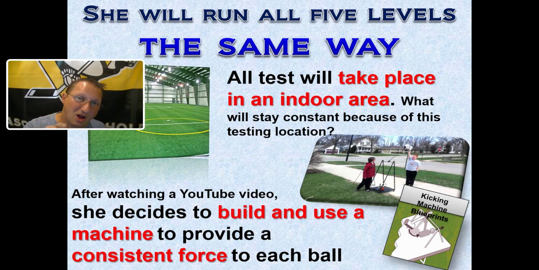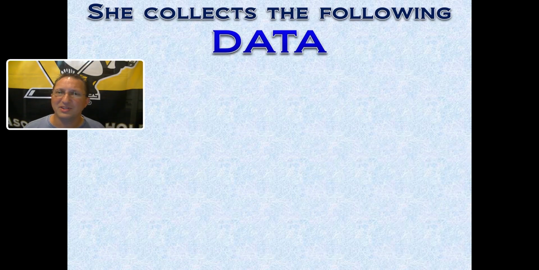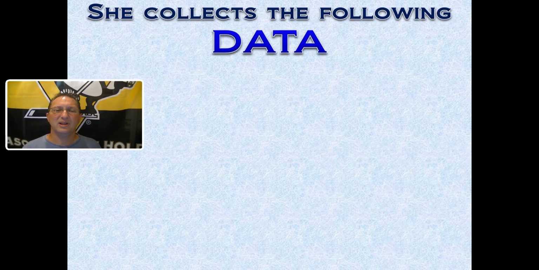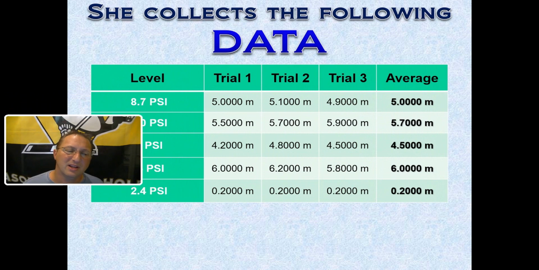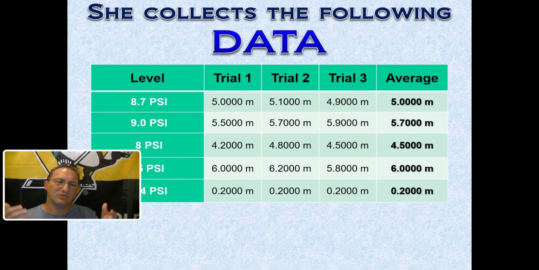Again, the constants are where most people mess up. If you change a constant, you're changing 2 variables, and now we have no way of knowing whether or not it truly was your independent variable or not. So let's assume that she did everything else the same, okay? And then let's look at the data that she collected. The data that she collected is right here.